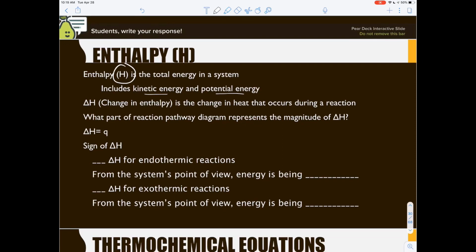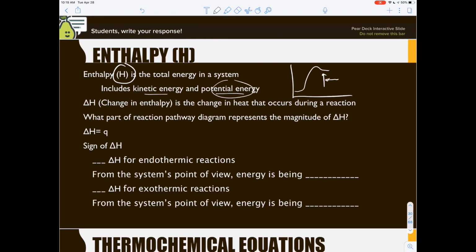And some things have more enthalpy than others. For example, if you want to convert ice to water, you need to add energy because the water has more energy than the ice, even at the same temperature, because of the potential energy. And that's why our reaction pathway for that looks like this, right? You have an increase of energy, and this energy that is needed is absorbed from the surroundings.